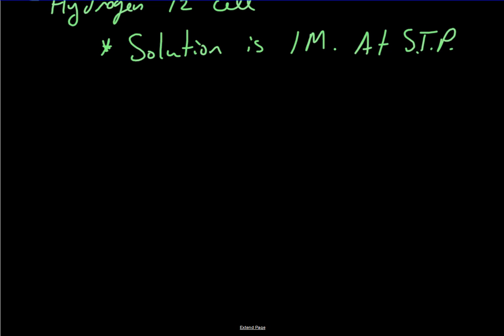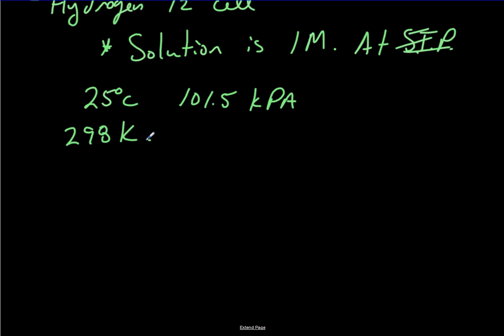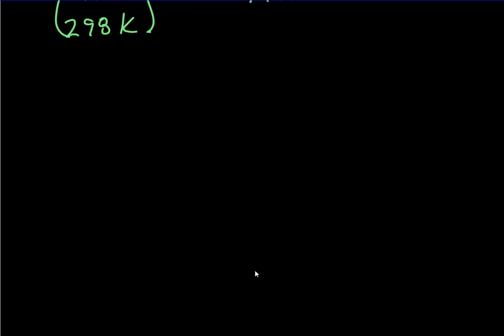Okay, so just a little correction. It's not normal STP. It's electrode standard, which is 25 degrees Celsius, and 1 molar solution, and 101.5 kPa. So this is 298 Kelvin. Does that really matter? Not really. But this is where those standards come from.